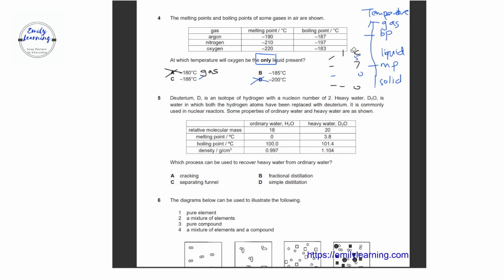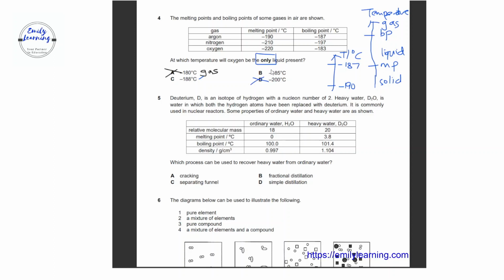So let's take a look at argon now. We do not want argon to be a liquid. It can be a solid or gas. If you look at argon, its melting point is minus 190 degrees Celsius and its boiling point is negative 187 degrees Celsius. So anything in between minus 190 and minus 187 is a liquid. We do not want that. We want it to be either greater than negative 187 or smaller than negative 190.